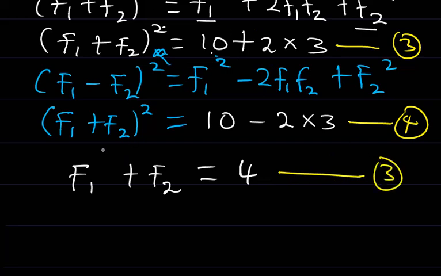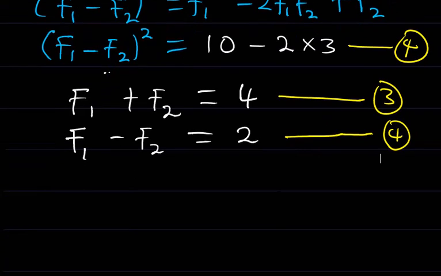If I do the same to this equation, this is going to be 10 minus 6. Please pardon me, this was supposed to be minus. So if I square root both sides, I'm going to have F1 minus F2, square cancel square root, equal to the square root of 10 minus 6. 10 minus 6 is 4. The square root of 4 is 2. So this, still remember, is equation 4.